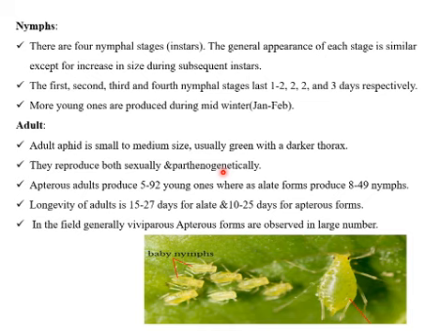Apterous means adults having no wings. Apterous adults produce 5 to 92 young ones, whereas alate forms produce 8 to 49 nymphs. Longevity of the adults is 15 to 27 days for alate and 10 to 25 days for apterous forms. In the field, generally we see viviparous apterous forms, and these are large in number. Here, apterous or alate forms.